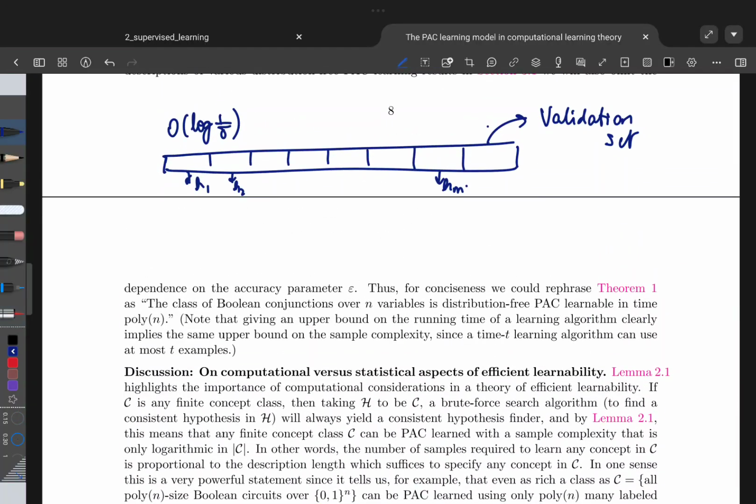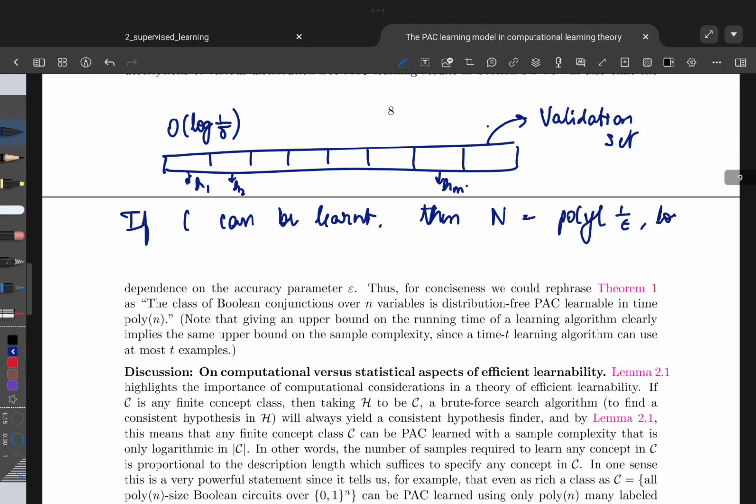So basically, the takeaway is that if the concept class can be learned, in other words, if the VC dimension is finite, then the sample complexity is always going to be polynomial in 1 over epsilon and log 1 over delta. But this may or may not be polynomial in little n, the dimension of the domain.